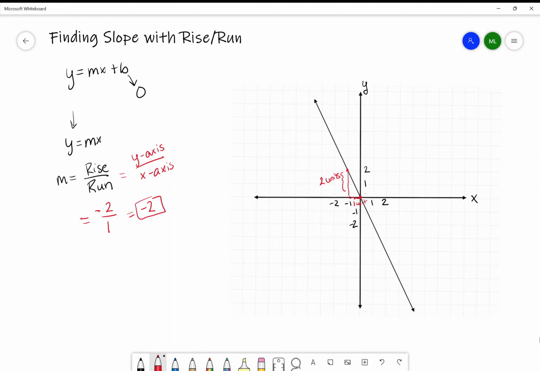Well, that's just -2. So this would be your slope. And then finally, if you want to write out your whole equation, you have y equals -2x.